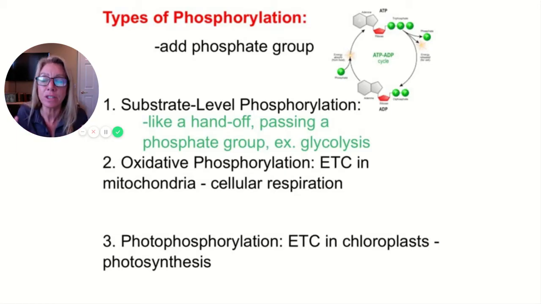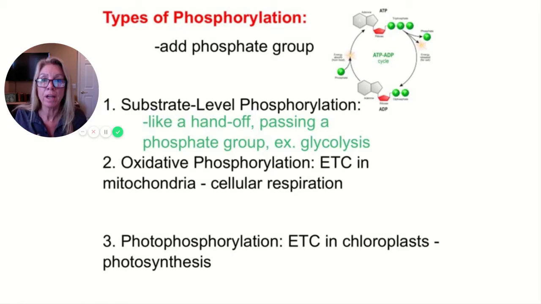And you see this in two steps of cellular respiration. You see this in glycolysis, and it doesn't generate a lot of ATP, but you see it in glycolysis, and you also will see it in the citric acid or the Krebs cycle. So on your notes, substrate level phosphorylation, passing a phosphate group, and you will see this in glycolysis, and you also see this in the Krebs citric acid cycle.